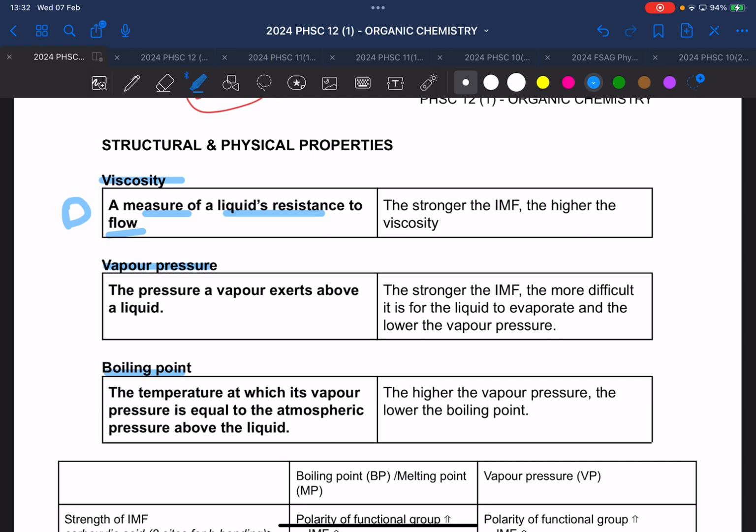Okay, then the next one that they do ask a lot is vapor pressure. Vapor pressure is the pressure of vapor. Vapor is something that has vaporized, evaporated into a gas. It is the pressure a gas exerts above a liquid, and there's something that is missing here: above a liquid in equilibrium in a closed system. Closed, or you could also say isolated. So in an isolated or closed system, meaning the lid is closed.